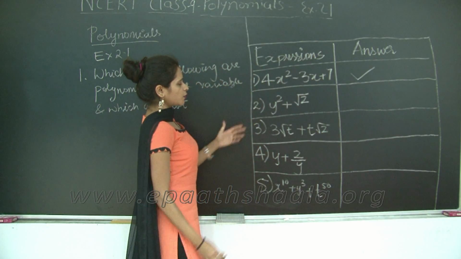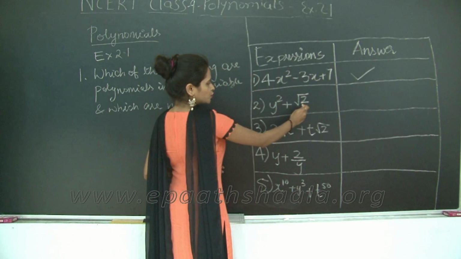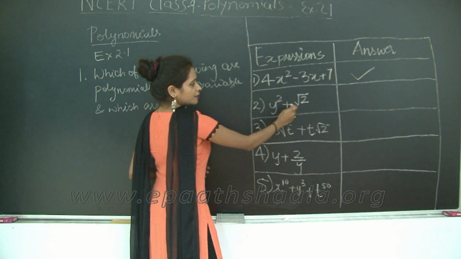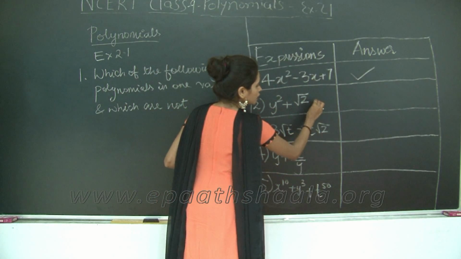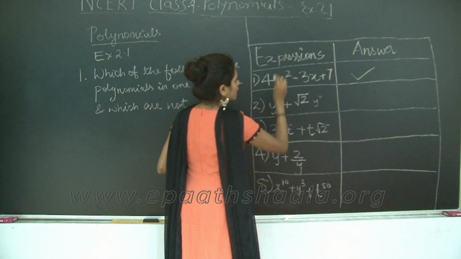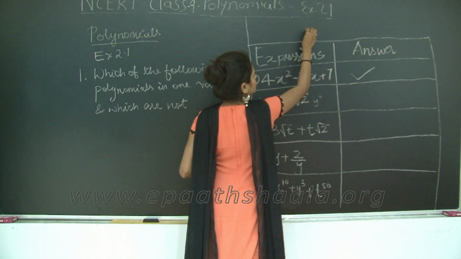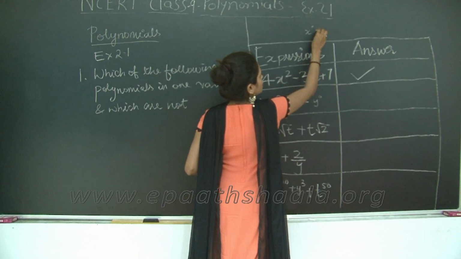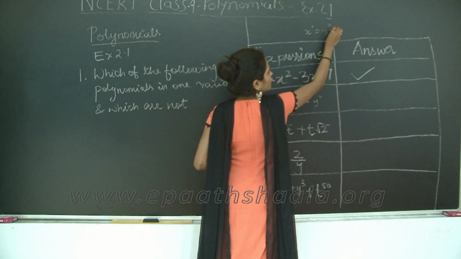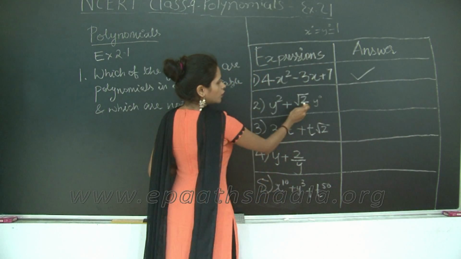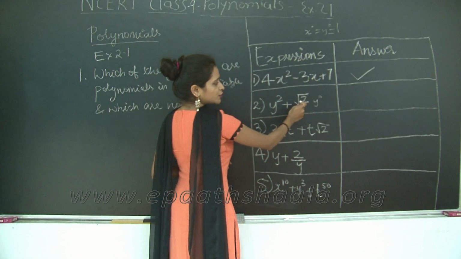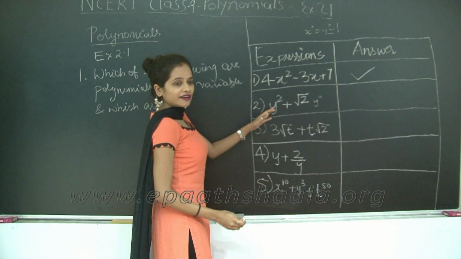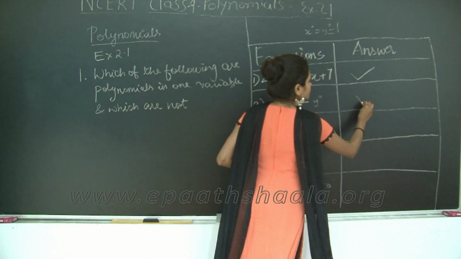Let's proceed to the second one, y square plus root 2. Again we have one variable, root 2 is a constant which can have a variable y raised to 0. Now anything raised to the power of 0, x raised to 0 is equal to y raised to 0, anything raised to the power of 0 is 1. So root 2 into y raised to the power of 0 is always going to give you root 2. So again you have polynomial in one variable.